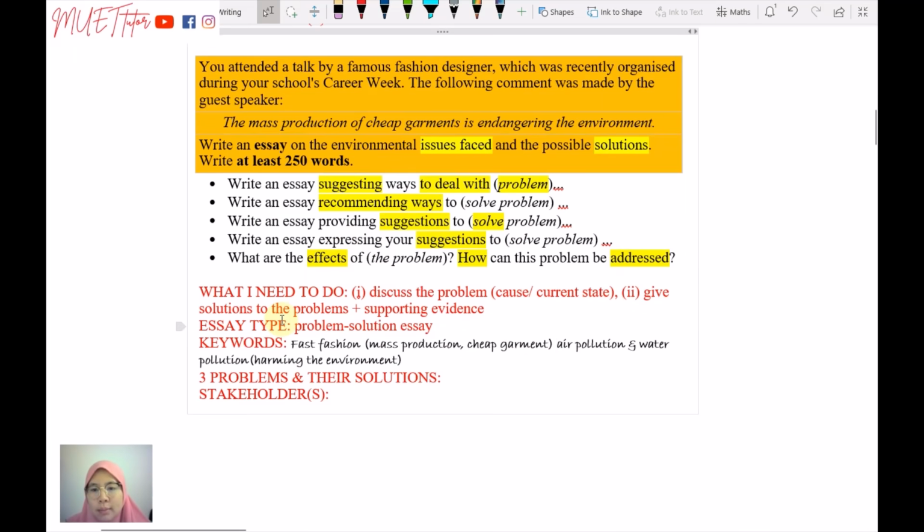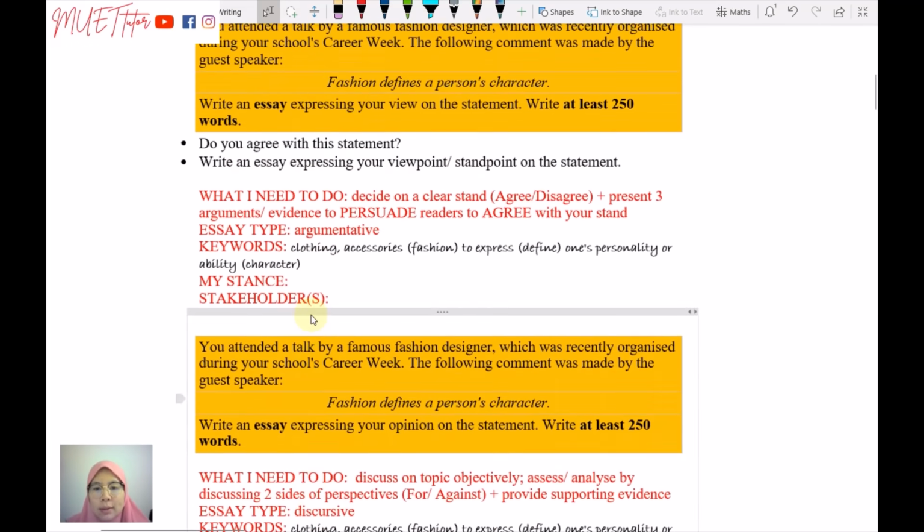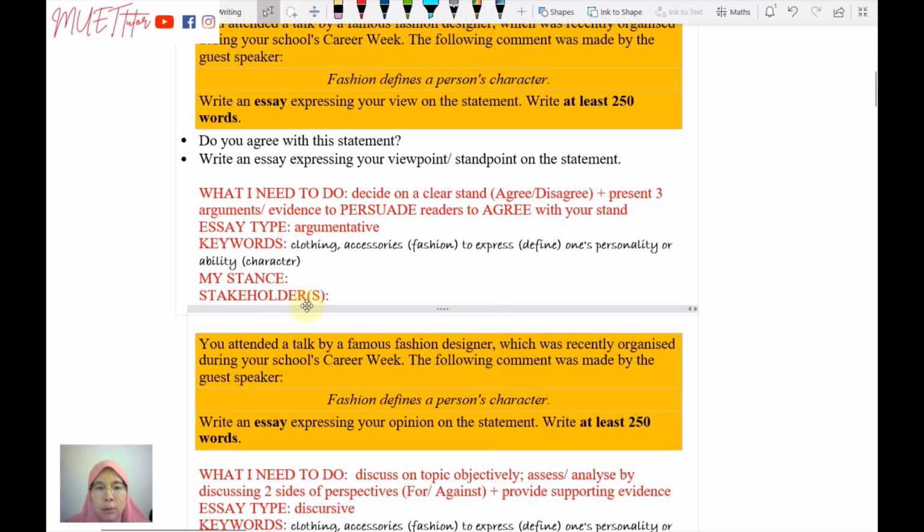what are the problems that could arise from that issue? And list 3 problems and the solutions to them. And then you ask, who are the stakeholders in this issue or case, meaning the people concerned in this issue. So all this information you note down at this stage will help guide you in the writing later.